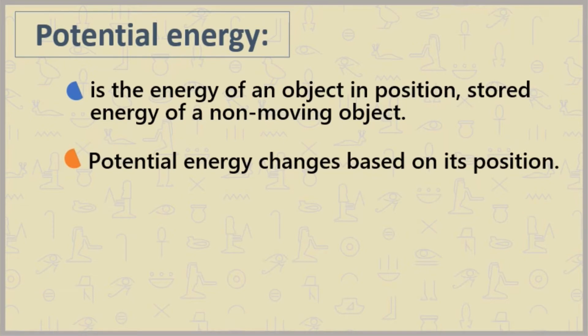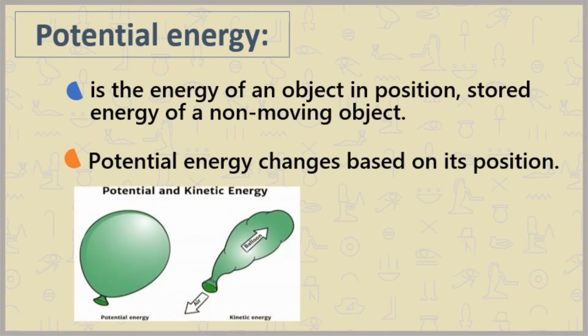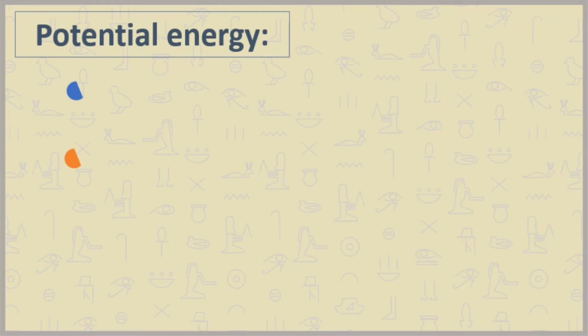And also, potential energy changes based on its position. So if an object is at a higher position, therefore it has higher or greater potential energy. If an object is at a lower position, therefore it has lower or least potential energy. So we have here examples of potential and kinetic energy. So basically this is a comparison.